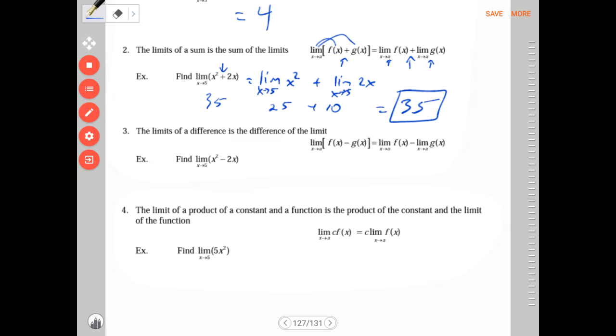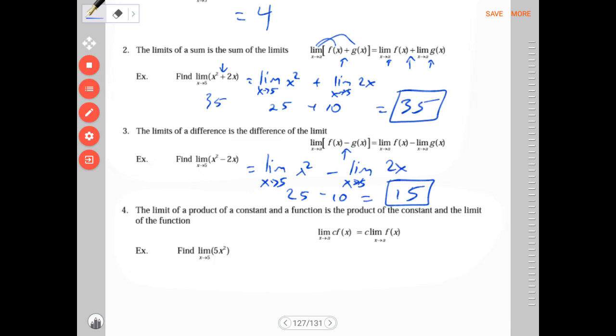The limit of a difference is the difference of the limits. Again, if I have two functions that are subtracting, I just subtract the two limits. So this equals the limit as x approaches 5 of x squared minus the limit as x approaches 5 of 2x. That is 25 minus 10, which is 15.